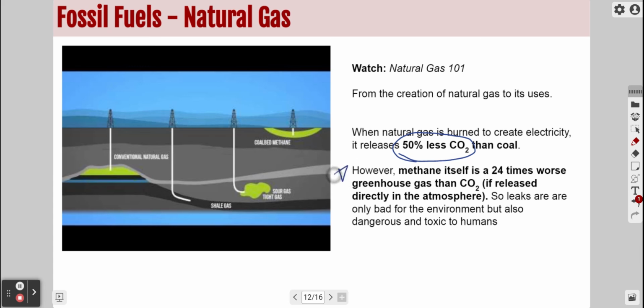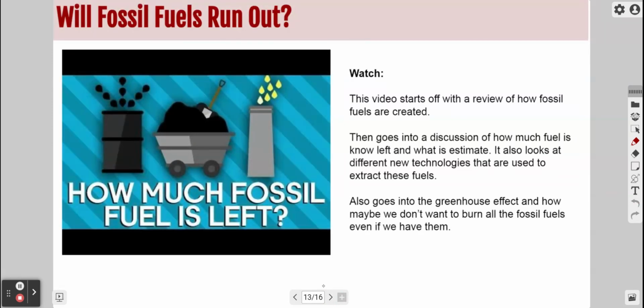However, we have to be really careful because methane itself, when it's released into the atmosphere, is actually 24 times worse of a greenhouse gas than carbon dioxide. It's that much more damaging. So leaks are really bad for our environment, but also when the gas leaks, it's very toxic to humans and dangerous because it can explode and it can actually kill us. So we have to be very careful with methane or natural gas.